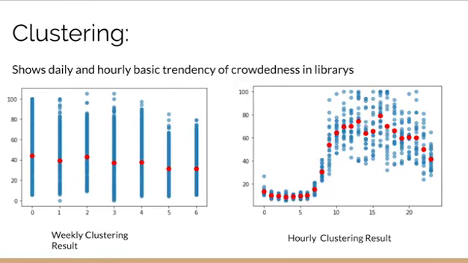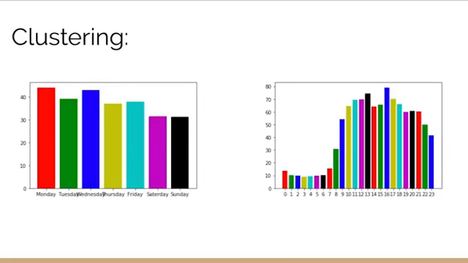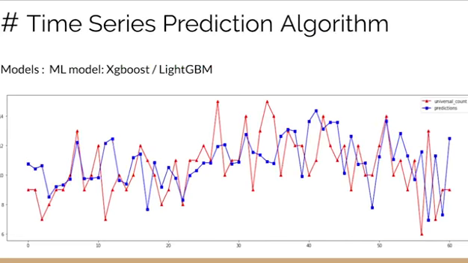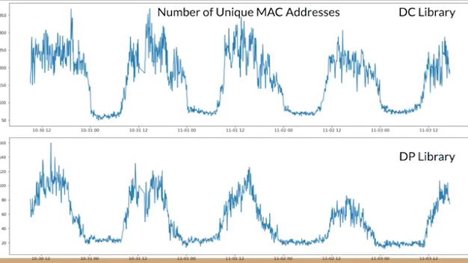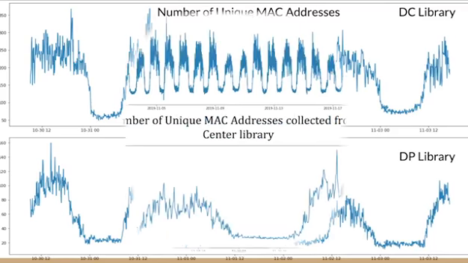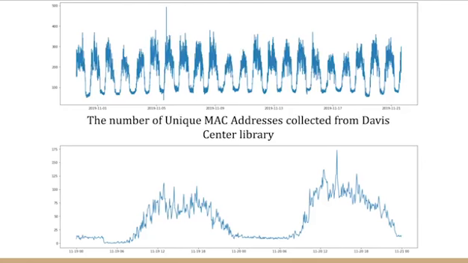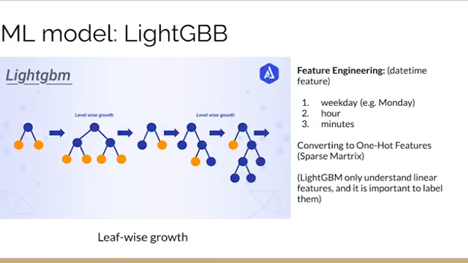We are solving clustering and time series prediction problems. We use k-means for clustering, which can show a basic tendency of crowdedness for weekdays. For prediction of the future, we use another machine learning model called LightGBM. Since it is a powerful tree-based model, it can automatically rank the importance of linear features. We take in past data and extract features such as weekdays, hours, and minutes, and these features are turned into a sparse matrix by a one-hot encoder to be used as linear features to feed the model.